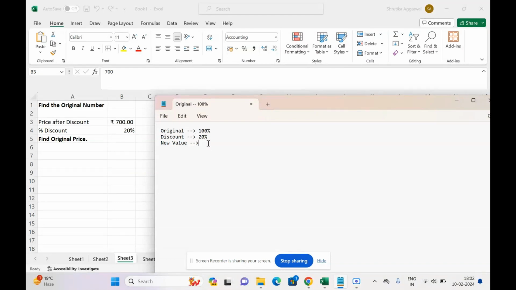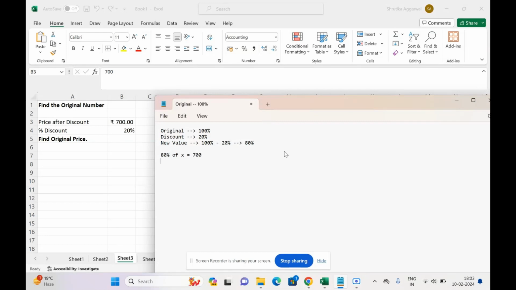So it will be 100% minus 20%. Okay, which means 80%, right? So what we mean to say is 700 is 80% of that item, which means 80% of that item, we said X is equal to 700, right?